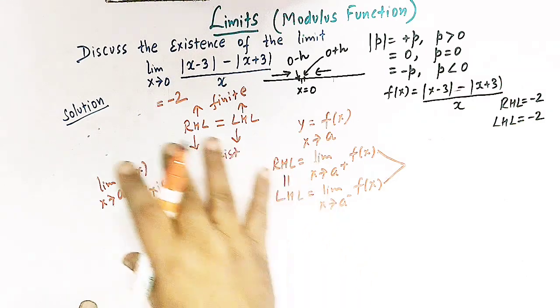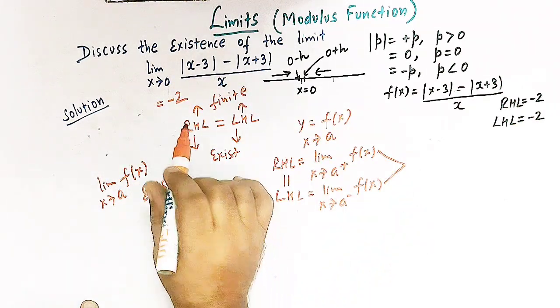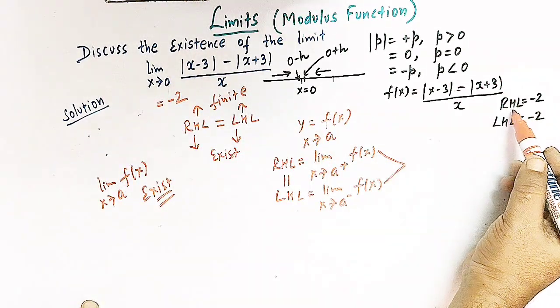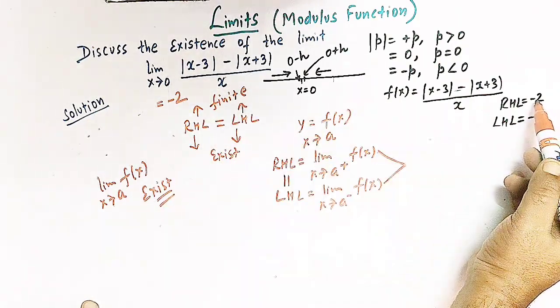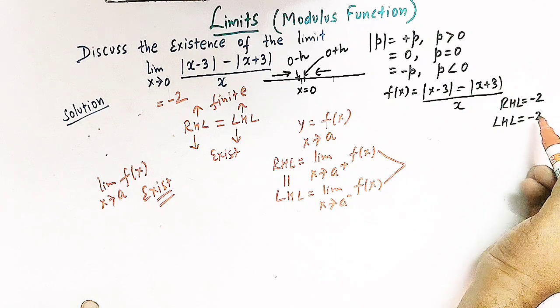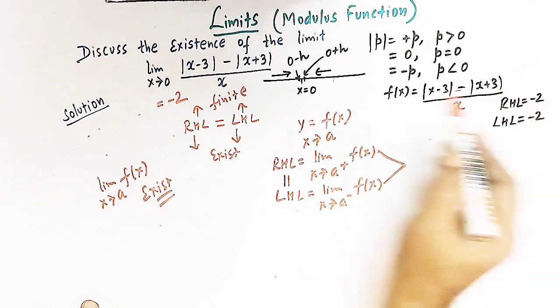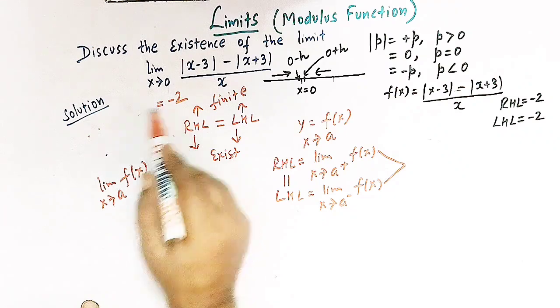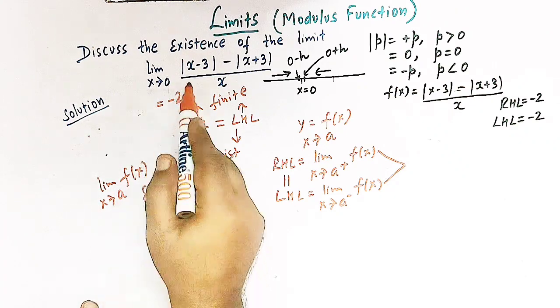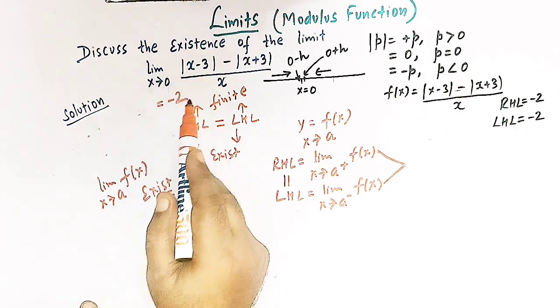So to summarize this discussion, we have seen that the right hand limit and the left hand limit both exist. They are finite and equal to each other, and the common value is minus 2. So we can now claim that the limit of this function is equal to minus 2, and the limit of this function exists.